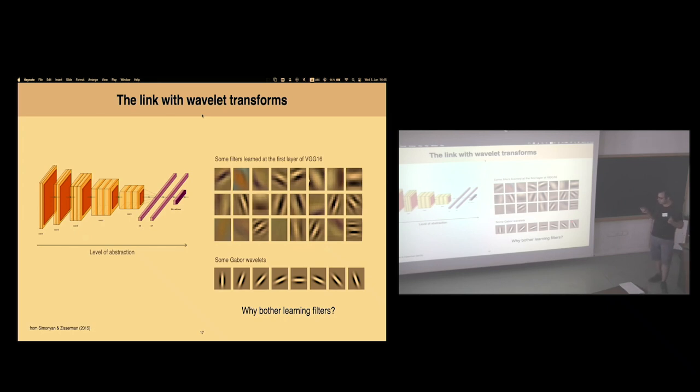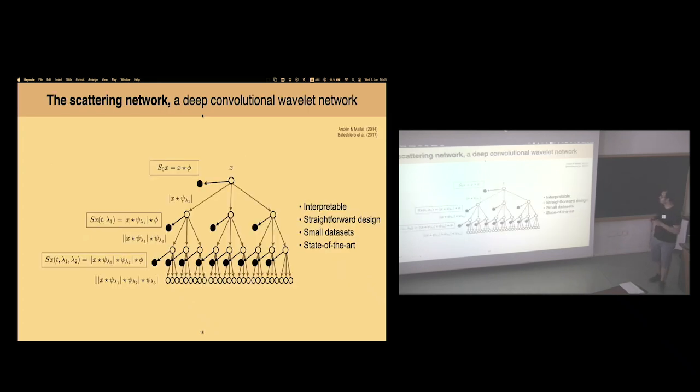So the question is, why should we learn these features, instead of learning the network, we just use the Gabor wavelets? And in 2014, Andén and Mallat proposed a deep convolutional wavelet transform called a scattering network.